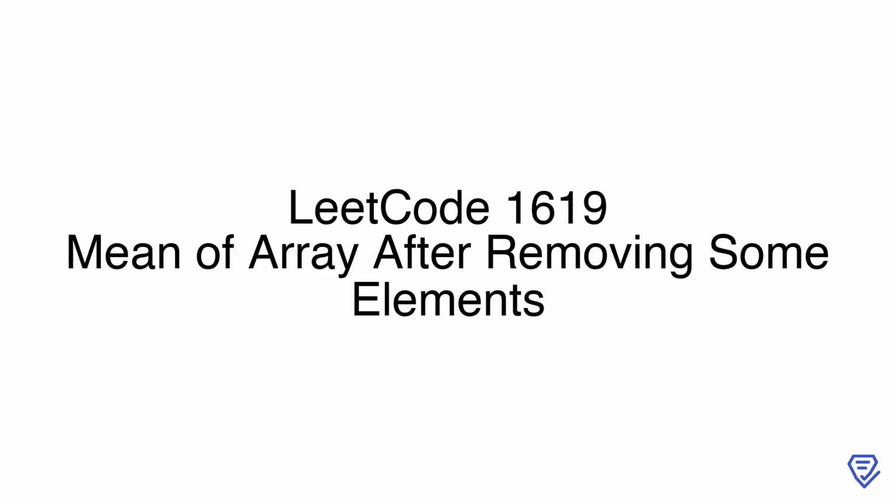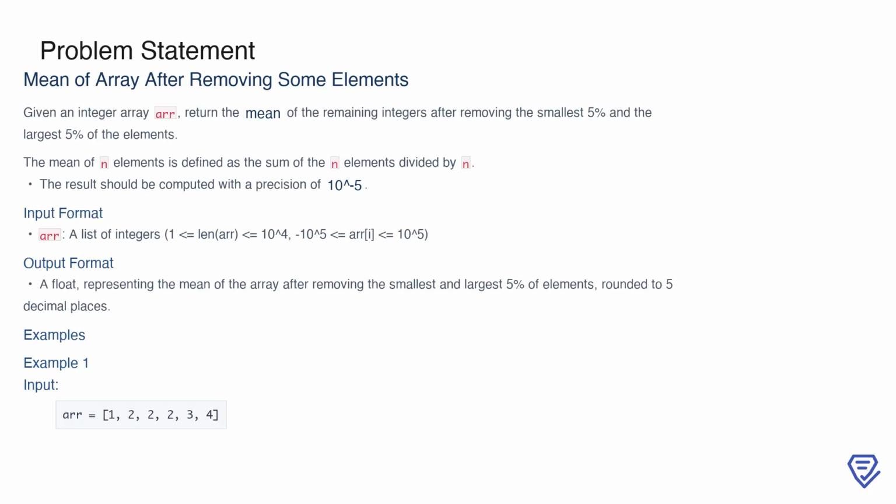Let's get started. In this problem, you're given an integer array ARR and tasked with calculating the mean of the array after removing a specific portion of elements. Specifically, you need to remove the smallest 5% and the largest 5% of the elements in the array. Once those elements are removed, the mean is determined as the sum of the remaining numbers divided by the count of those numbers. The result should be calculated with a precision of up to 5 decimal places.